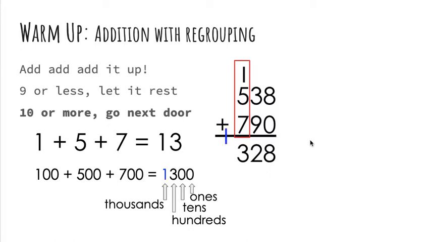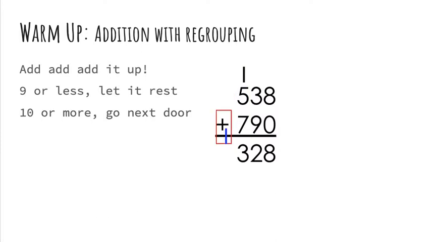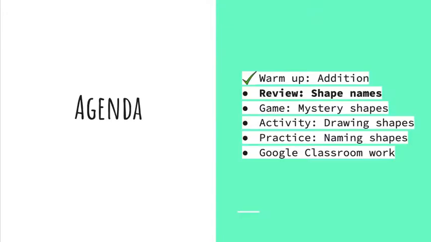Now my last step: my total answer is not 328 because I still have that 1,000 that we need to use. So I'm going to take that 1,000 and just put a 1 in the thousands place. That is it for our addition. You guys did a really great job with that warm-up.